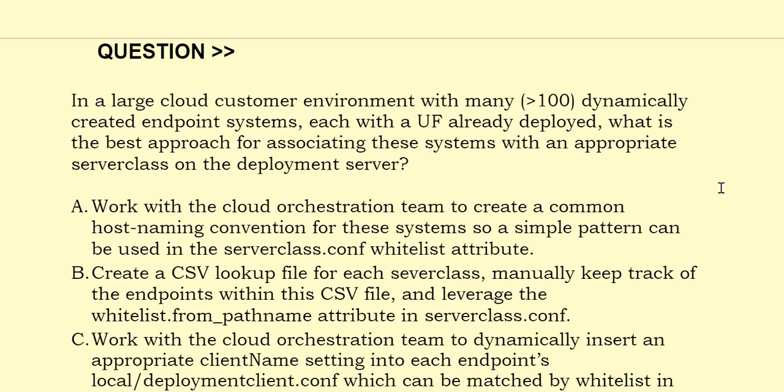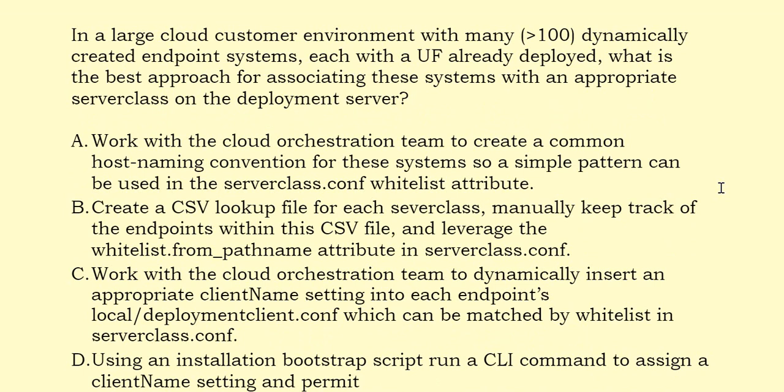Option A. Work with the cloud orchestration team to create a common host naming convention for these systems so a simple pattern can be used in the serverclass.conf whitelist attribute. Option B. Create a CSV lookup file for each server class. Manually keep track of the endpoints within the CSV file and leverage the whitelist.from_pathname attribute in serverclass.conf.